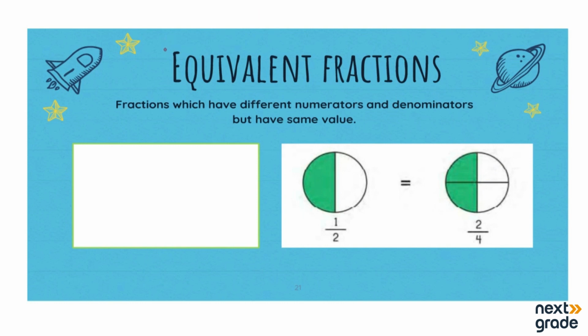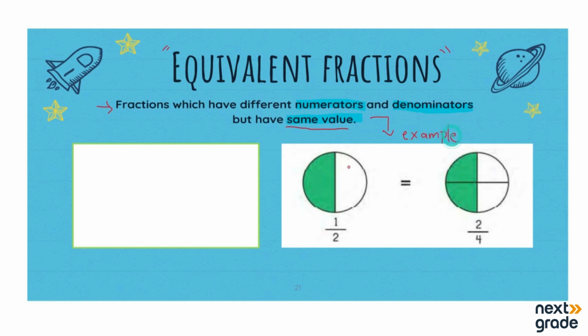Hello students, in this video we are going to learn about equivalent fractions. Alright, so what is an equivalent fraction? Fractions which have different numerators and denominators but have the same value. ठीक है, उनका numerator और denominator तो different है. ठीक है, let's just highlight this, that numerator and denominator are different but their value is the same. Alright, so let's understand this statement by looking at the example below.